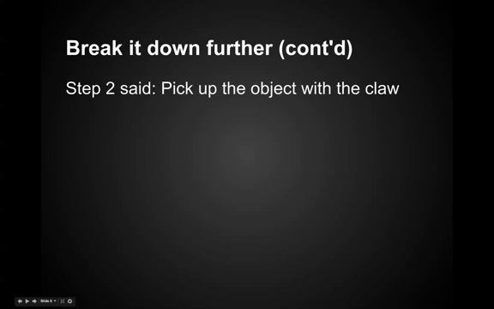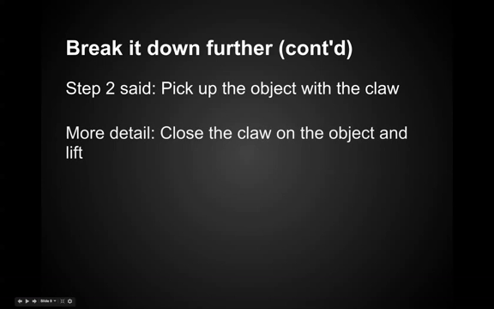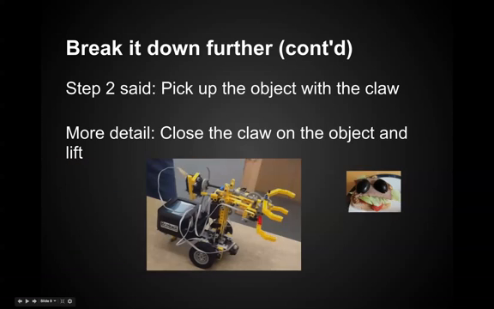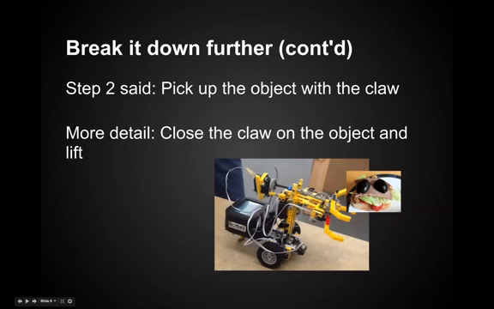And then step 2 said pick up the object with the claw. Well, to get a little more detail, we can say close the claw on the object and lift, so that we have our robot coming forward and then it picks up the object.